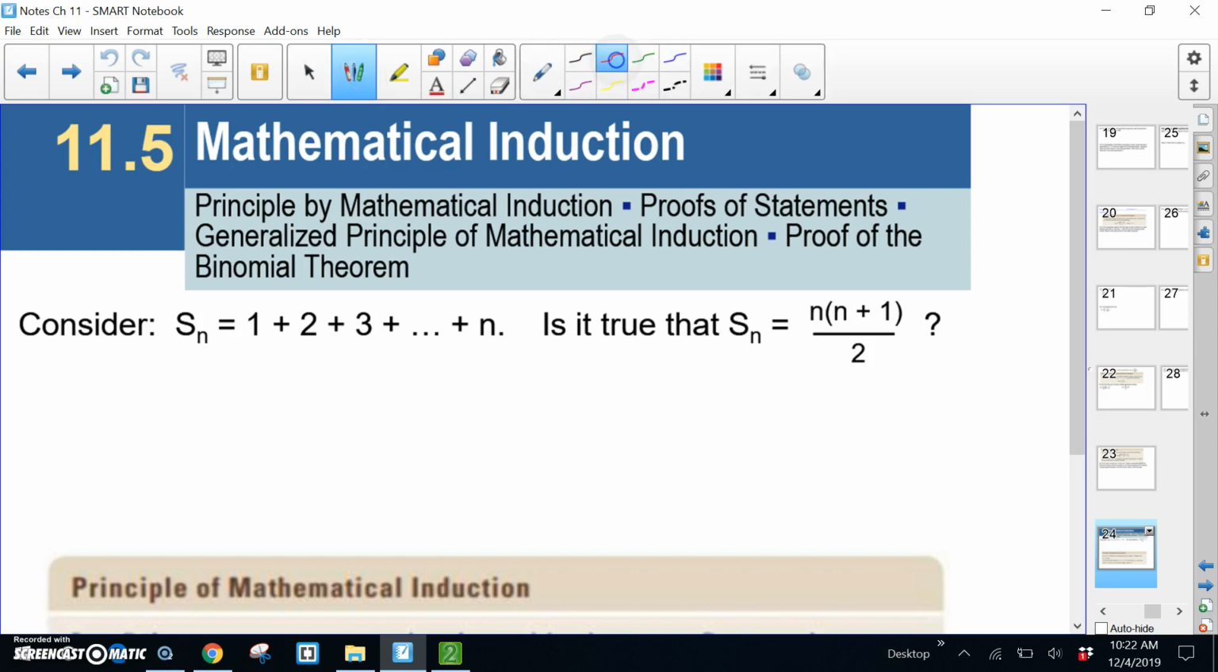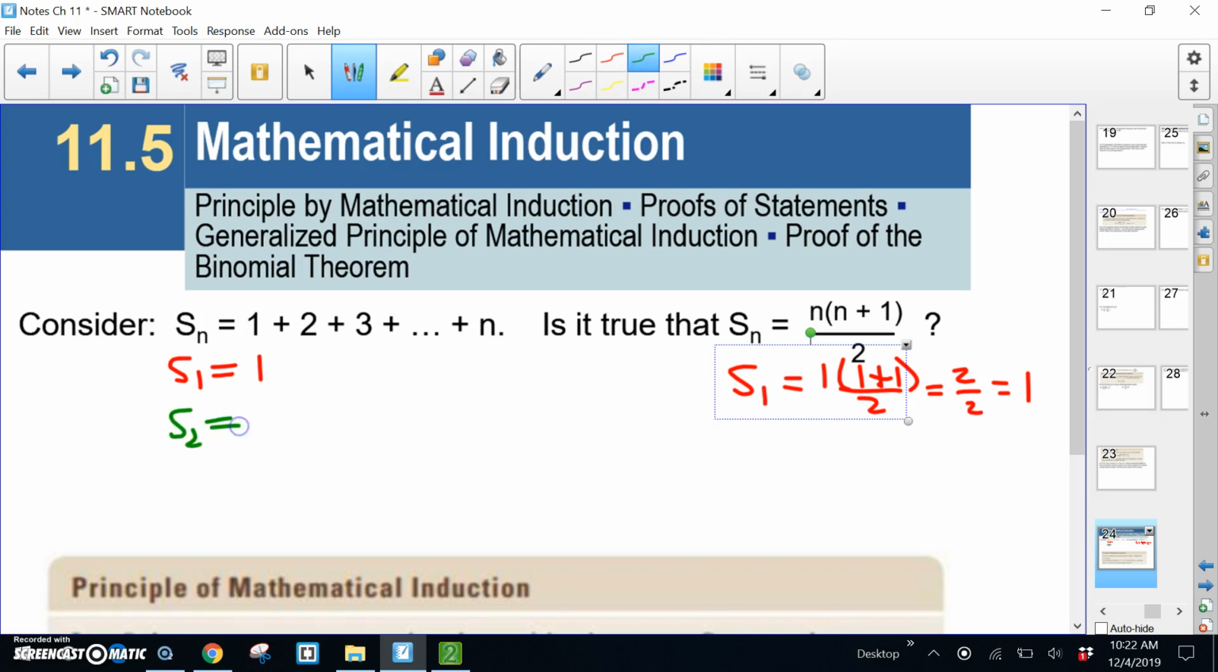It's kind of difficult to think about. You can play around with the numbers, and you can look at S1. S1 is the sum of the first term. That's just 1. Let's look at S1 over here. If we plugged in 1, we'd have 1 times 1 plus 1 over 2. That's going to end up being 2 over 2, which is 1. All right, so S1 is 1 no matter which way you slice it, okay?